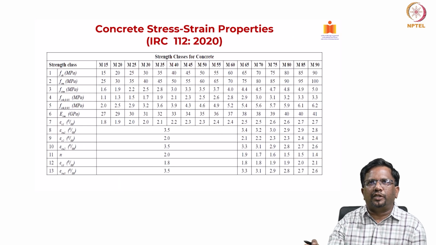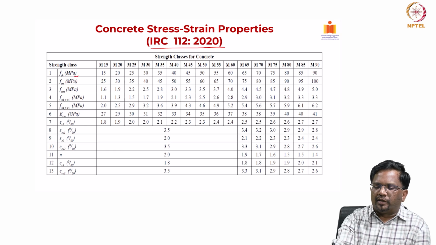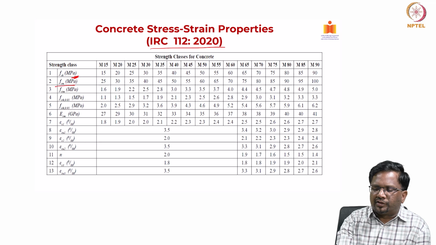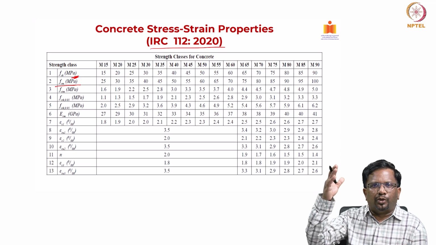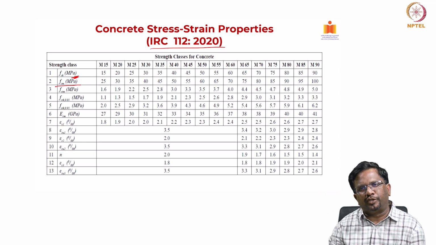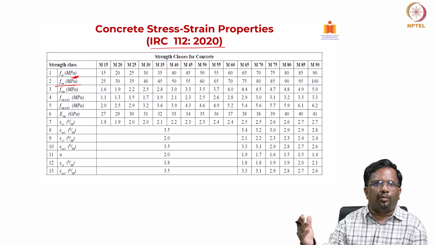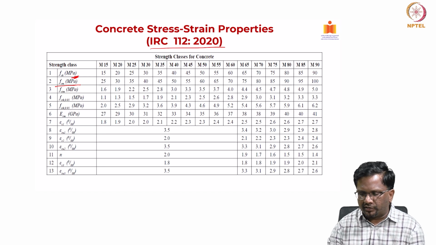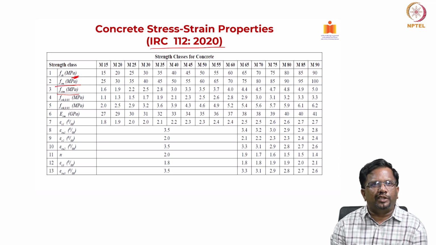Now, this is the table that is given in IRC 112, as you can see here, and this is your characteristic strength of concrete, cube strength, and this is your mean strength. FCM stands for mean strength, and you know that the mean strength has to be higher than characteristic strength, because characteristic strength is a lower bound where only 5% of the samples are expected to go below that, right? 95% of the results are expected to be above the characteristic strength. That's the reason the mean strength is expected to be higher than your characteristic strength. And this FCTM is basically the mean tensile strength. T stands for tension.